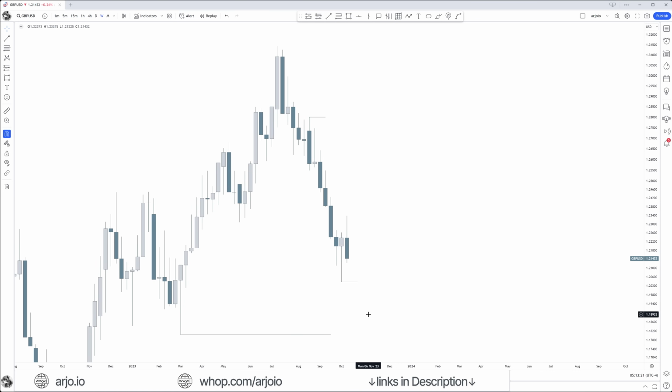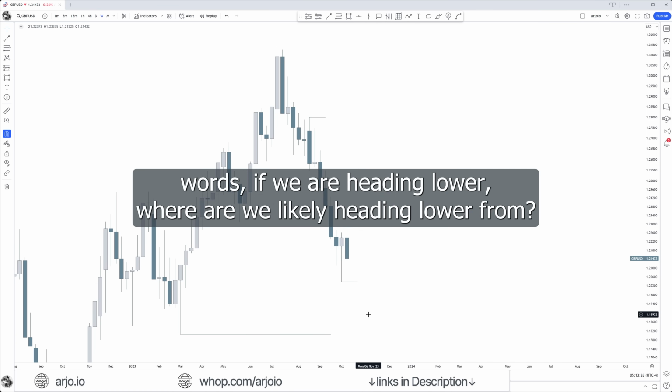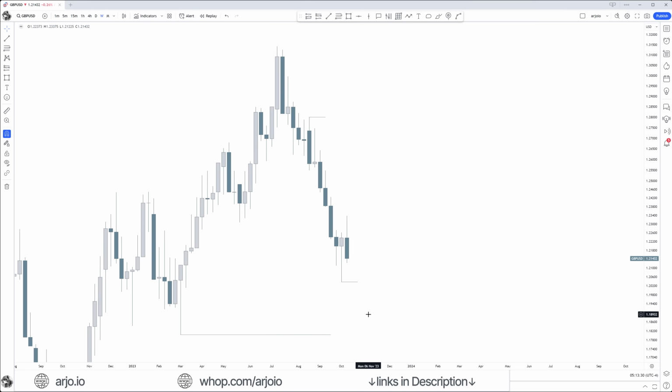Then the second one is PD array. If we are heading there, then how are we heading there? In other words, if we are heading lower, where are we likely heading lower from? Well, we know that this recent lag from that high towards that low right there is our most recent lag. That is a high probability lag. Why? Because we have a minimum of one fair value gap in that lag, and it is in context of the time frames above it.